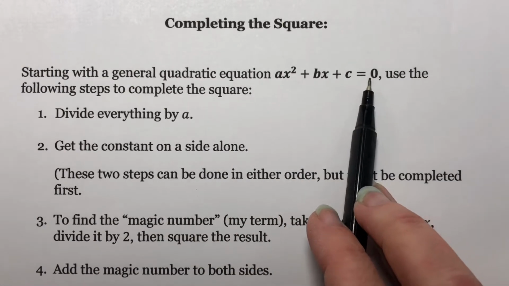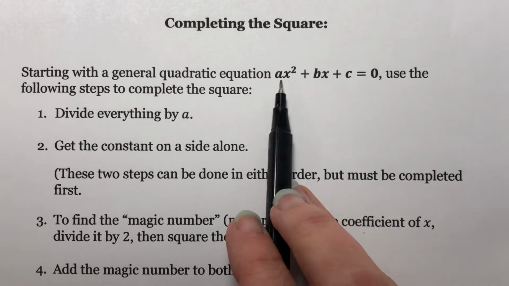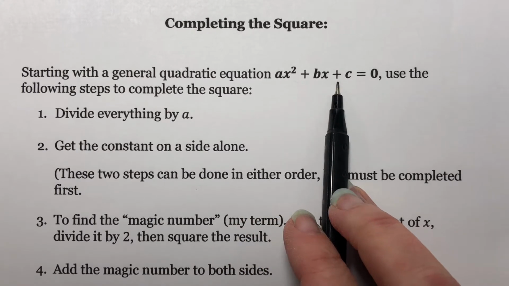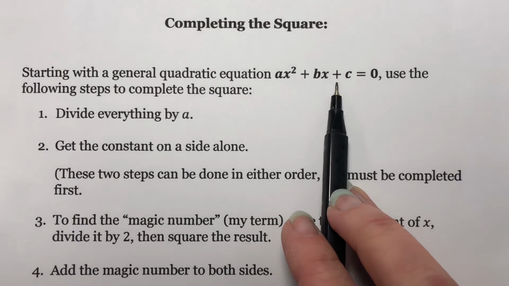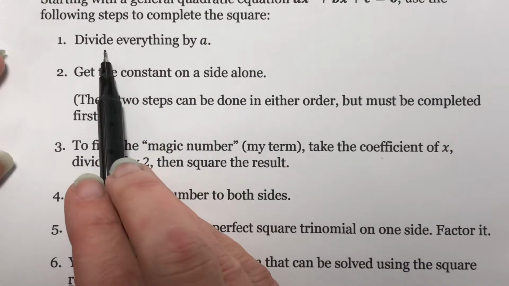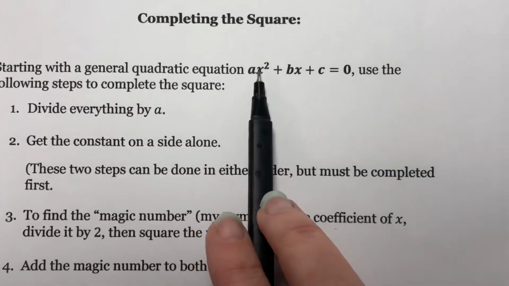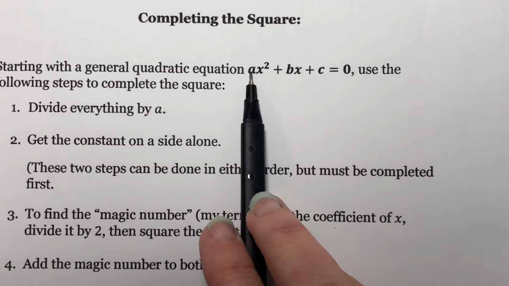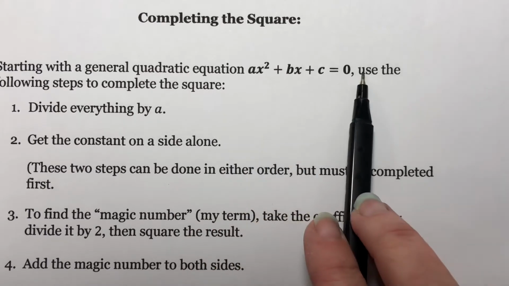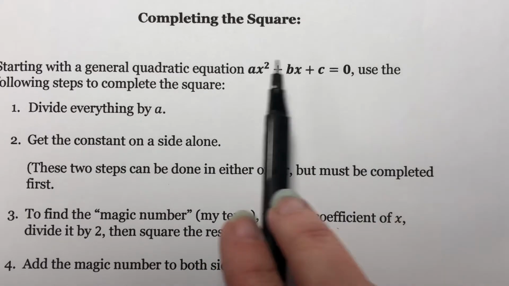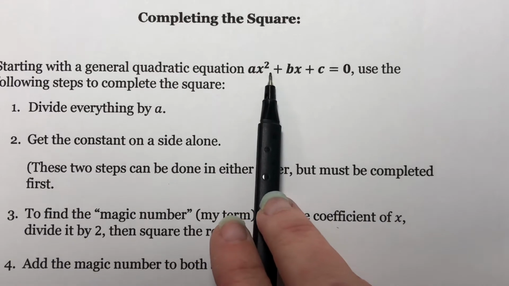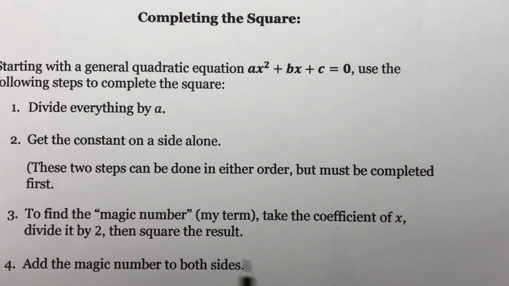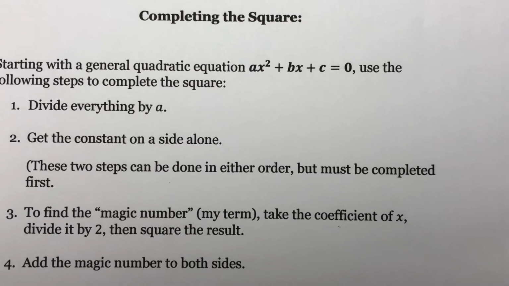Notice we have the 0 here, we have it in this order, and notice your A, B, and C go in this order. Now, our first step for completing the square is to divide everything by A. So we're going to take whatever number is in front of our x squared, and we're going to divide everything by that value. We need a 1 in front of our x squared before we can do most anything else.